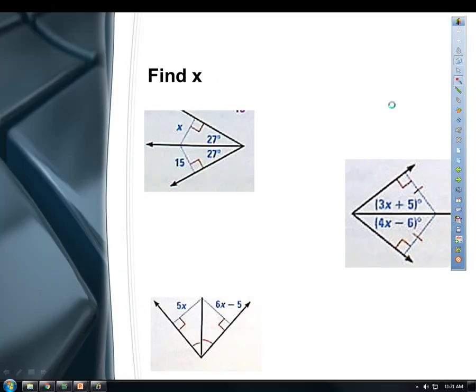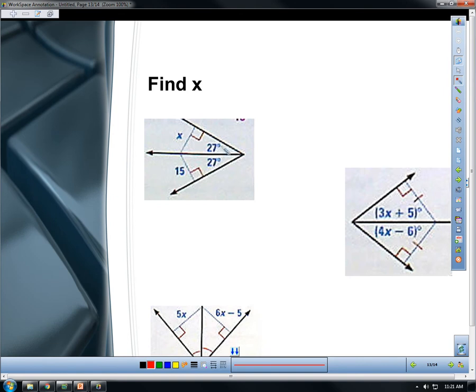So on these, we'll find x. Well, this is an angle bisector because these two angles are equal. It's cut the angle in half, so this would have to be 15. Okay, this point is equidistant from both sides, so I know that 3x plus 5 has to be equal to 4x minus 6. So subtract 3x. While I'm at it, I'll add 6. So I have 11 equals x.